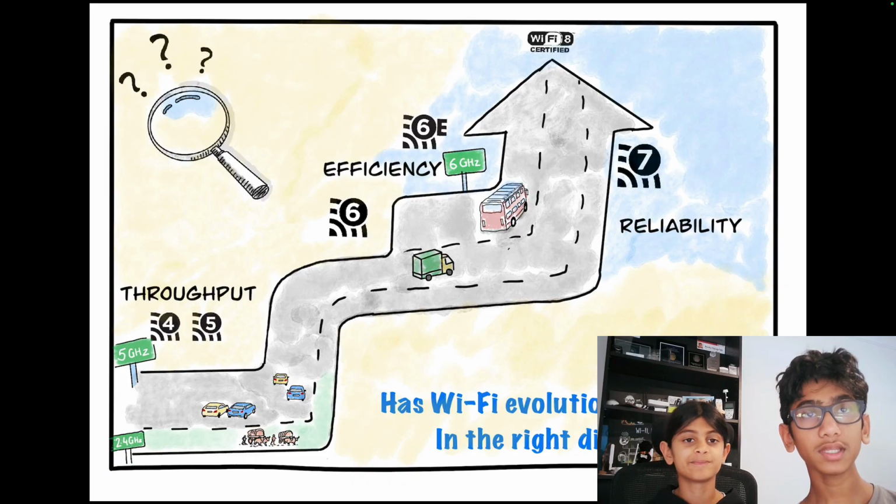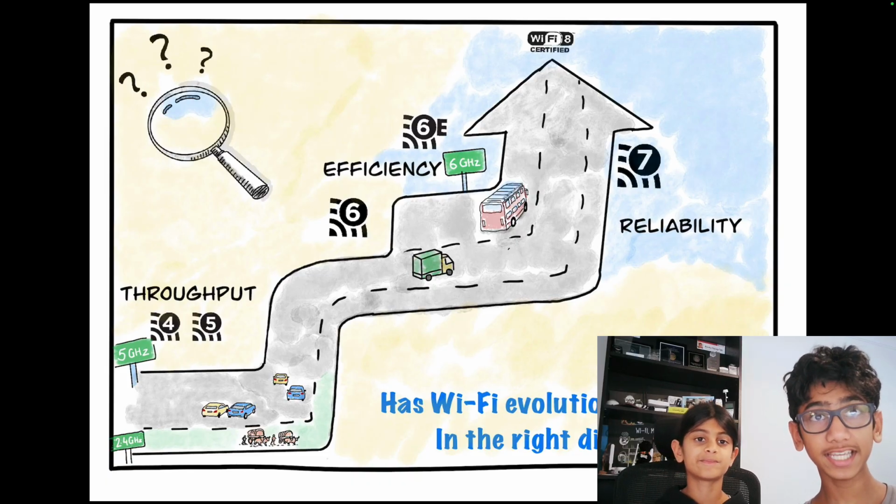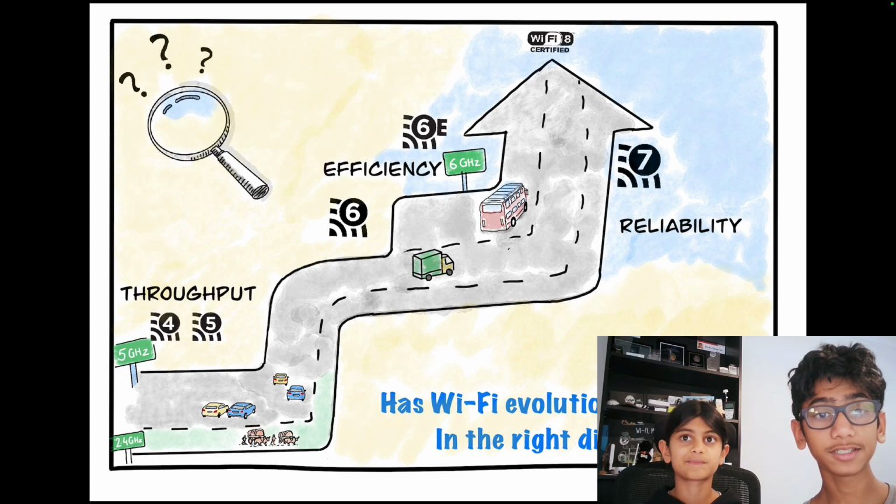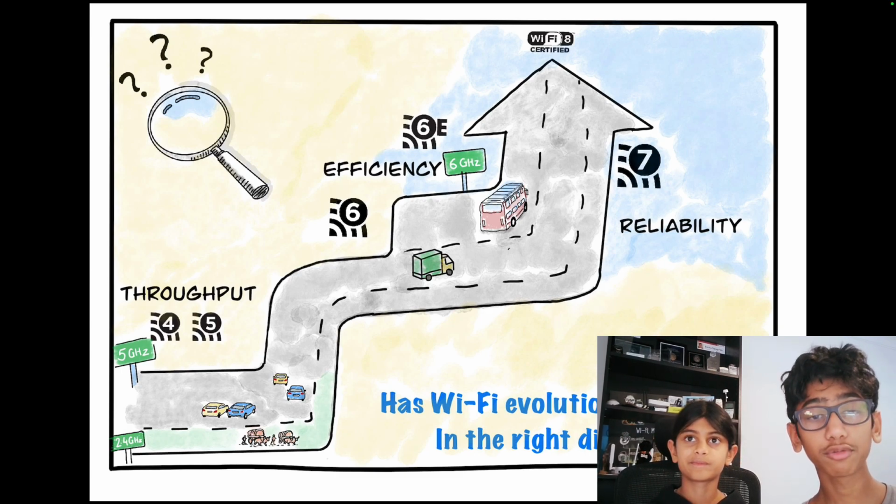So, for 6 and 6E, they changed the objective to efficiency. And to do that, they made lanes inside the roads so they could have multiple vehicles going at the same time.